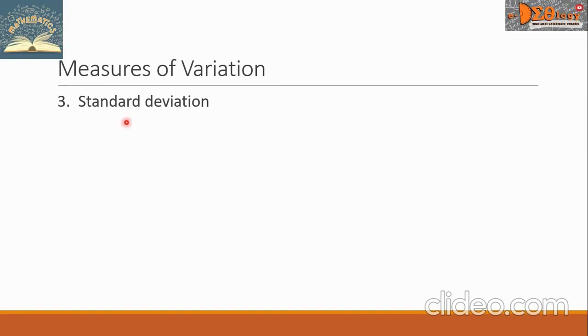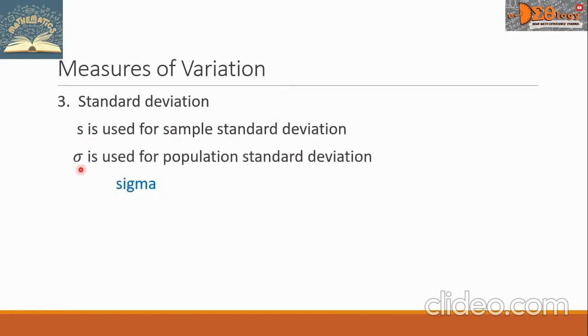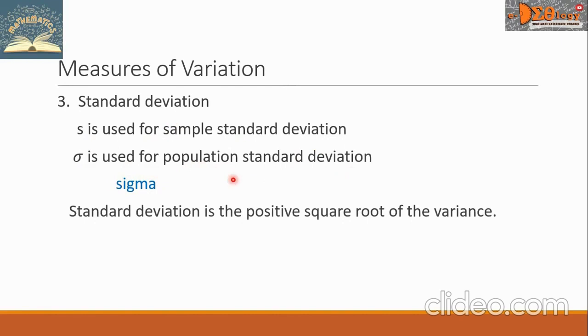The third is the standard deviation. S is used for sample standard deviation. Sigma is used for population standard deviation. We define the standard deviation as the positive square root of the variance. In symbol, we write S equals the square root and the variance is the radicand here.